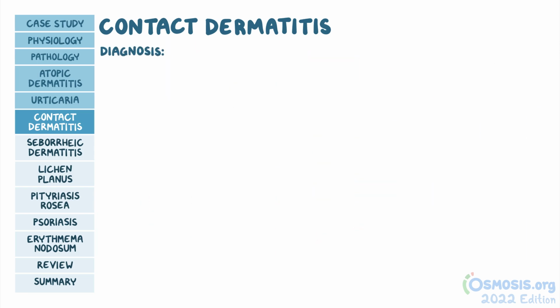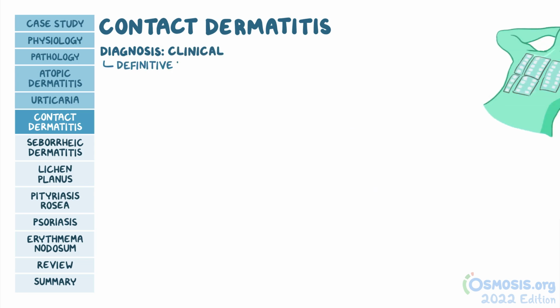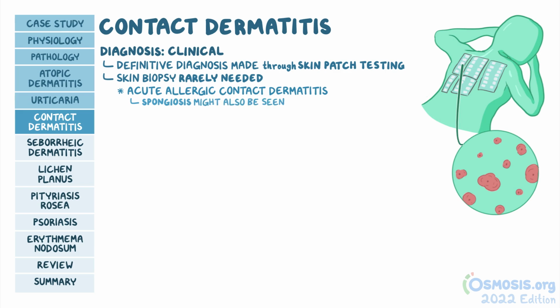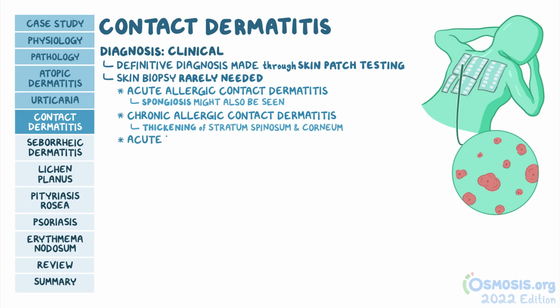Now, diagnosis of contact dermatitis is clinical, and definitive diagnosis can be made through skin patch testing. Skin biopsy is rarely needed, but in case of acute allergic contact dermatitis, it might show spongiosis. Similarly to atopic dermatitis, chronic allergic contact dermatitis is characterized by thickening of the stratum spinosum and stratum corneum. In acute irritant contact dermatitis, some degree of spongiosis might also be seen, although less pronounced than that seen in acute allergic contact dermatitis. While in chronic irritant contact dermatitis, findings are less clear.